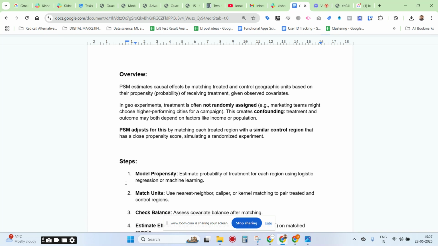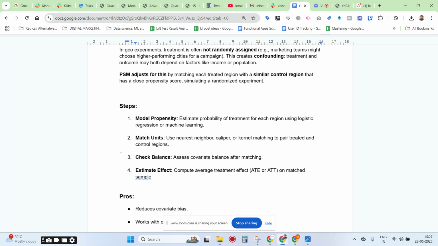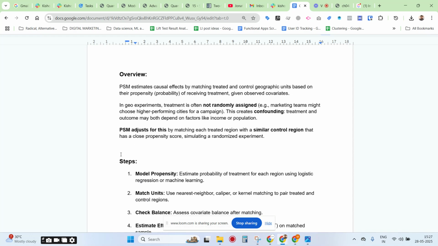So let's look at this overview part here. It estimates causal effects by matching treated and controlled geographic units based on their probability of receiving treatment given observed covariates. So it kind of flips the thing on its head. Instead of actually looking for geos to give treatment, it's trying to understand, given certain values or variables, how probable it is to get a treatment. Okay, so it kind of flips the thing on its head. If that helps you understand, at least it helps me understand it that way.